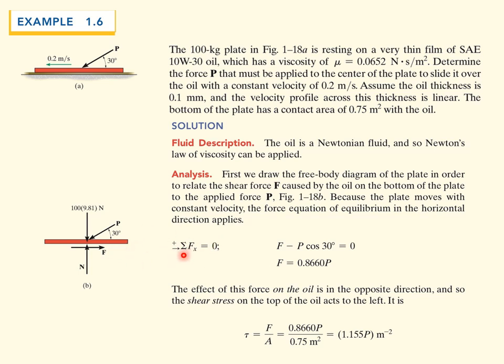So if you sum forces in the horizontal direction, those are going to add to 0 because we want it to slide with a constant velocity, right? So if the velocity is constant, the acceleration is going to be 0. So F equals ma. Well, the a part is 0. This is just a statics problem, basically, right? So what forces are in the horizontal direction? You have F and you have the component of P in the horizontal direction, which would be P times cosine 30. So here you can calculate F is equal to 0.866, which is the cosine of 30, times P.